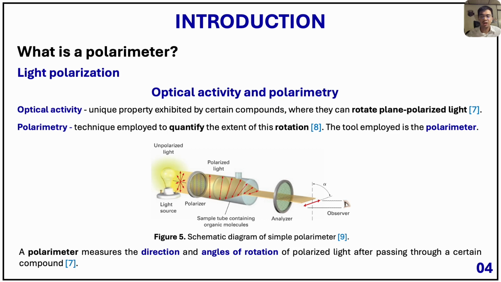The mechanism of polarimetry goes like this. First, we have an unpolarized light source. As it passes through a polarizer, it becomes polarized. This polarized light will be rotated once it hits a sample containing chiral compounds. Finally, the angle of rotation will be measured using an analyzer.